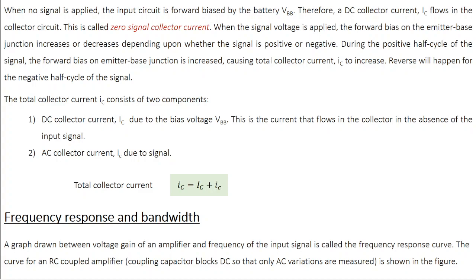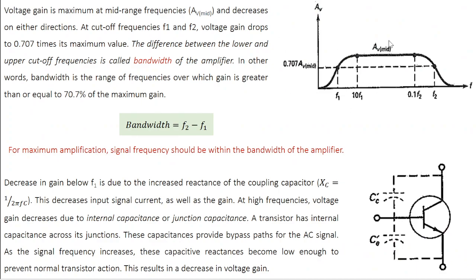Now, the amplification function of a transistor is frequency dependent. So let's now talk about the frequency response and bandwidth of an amplifier. The graph drawn between the voltage gain of an amplifier and the frequency of the input signal is called the frequency response curve. The frequency response curve of an RC coupled amplifier is shown in the figure here.